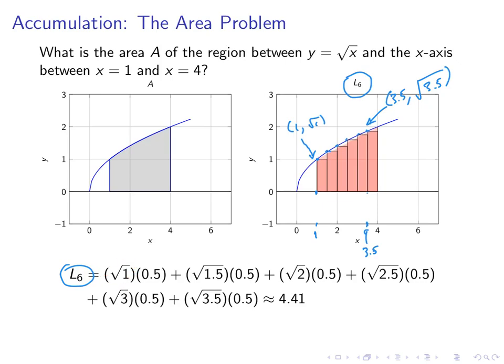Now I can find the sum of those 6 rectangles pretty simply by taking the height of the rectangle times the width, height times width, height times width. Notice the width is always 0.5, and the height is always coming from a y-coordinate, meaning it's coming from the square root of something. If I add those up on my calculator, I get a value of about 4.41. Now I can see from the picture that that's too small. Those rectangles are all sitting underneath the original gray region, so I know 4.41 is a lower bound on the real answer. In other words, it's a number that's definitely smaller than the real answer.